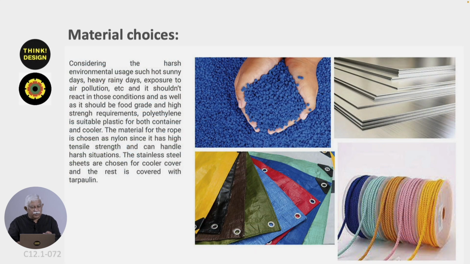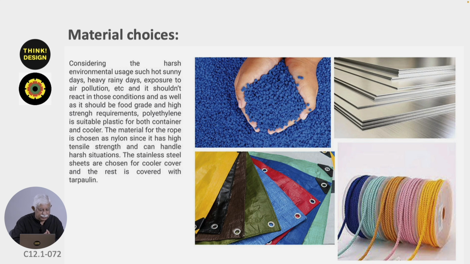So you have to make a lot of material choices, right, because it's very, very important, because it should not get wet during the rainy season. Okay, so that's one. Okay, so different choices were done. Sometimes it's sunny, sometimes it's heavy rains. Okay, there's air pollution, so the material should not react to all this. It should also be food grade and high strength requirements.